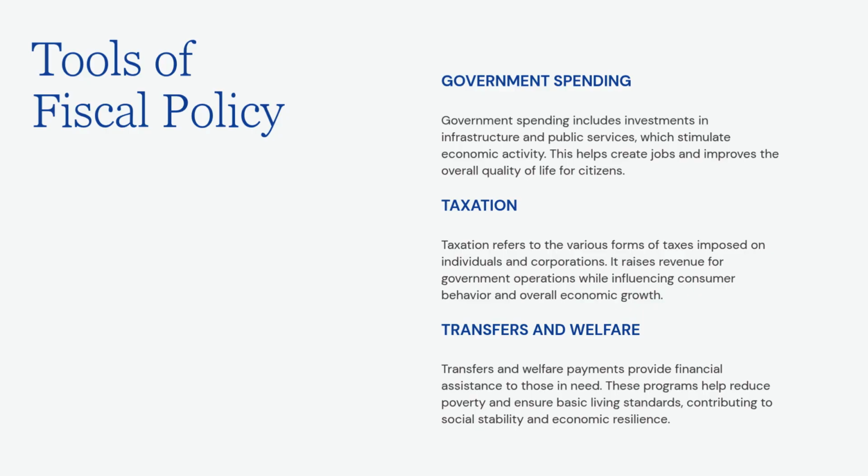Second, taxation. The government can change income tax, corporation tax, or VAT. For example, cutting the VAT from 20% to 15% makes goods cheaper, encouraging consumers to spend more. And lastly, transfer payments and welfare. These are payments given without direct exchange, like unemployment benefits. For example, increasing universal credit gives low-income households more money to spend, boosting aggregate demand. Together, these tools directly influence the demand in the economy.